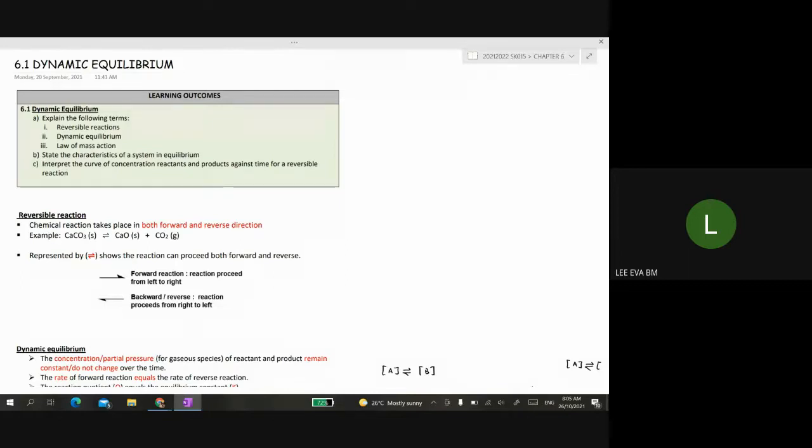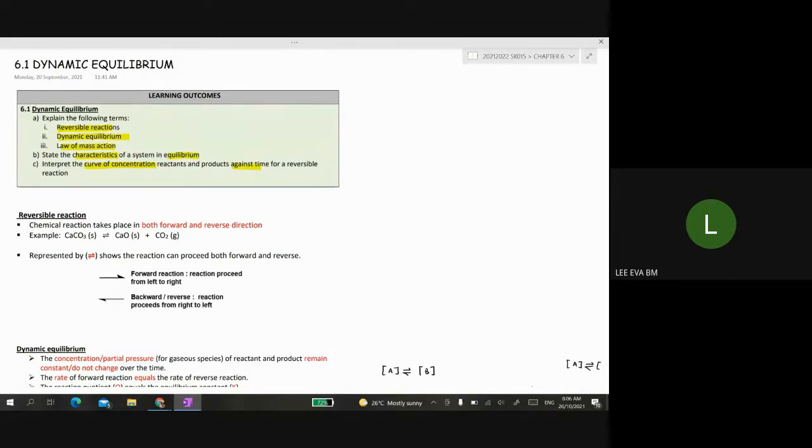The learning outcomes here: we need to explain what is meant by a reversible reaction, what is meant by a dynamic equilibrium, and what the law of mass action refers to. You need to know the characteristics of a system in equilibrium. We also want to interpret the curve of concentrations of reactant and product against time for a reversible reaction, so how reactions proceed using a curve or a graph.